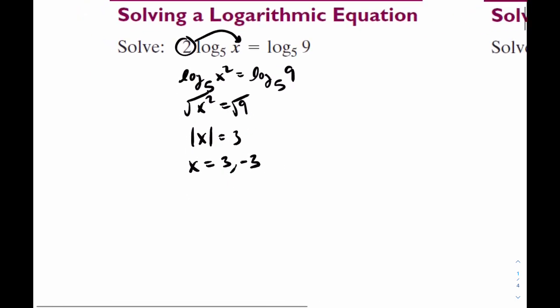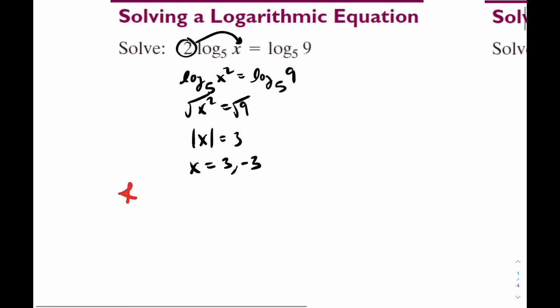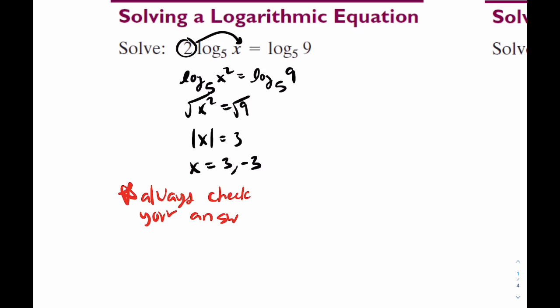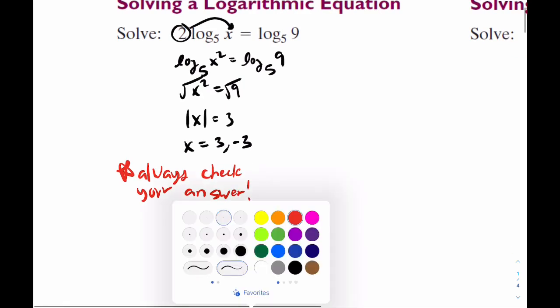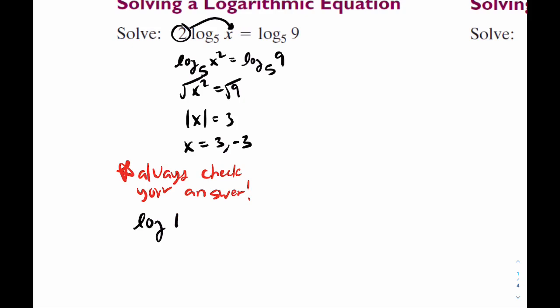However, now that we have more advanced equations, put a big note here. You have to always check your answer. Now what I mean by that is, remember with logs, say log of a box. This box has to be greater than 0. You can never have a negative in here. So this negative 3, if you put it back here, you can see that you can't do log base 5 of negative 3. You can't log a negative number. So you cross out negative 3. Your only answer is 3.